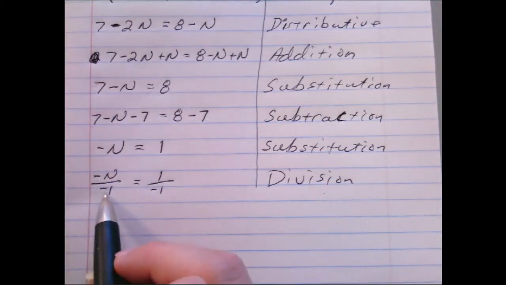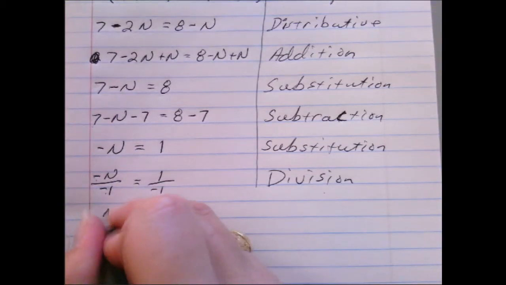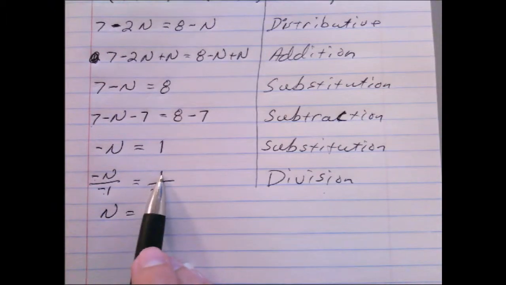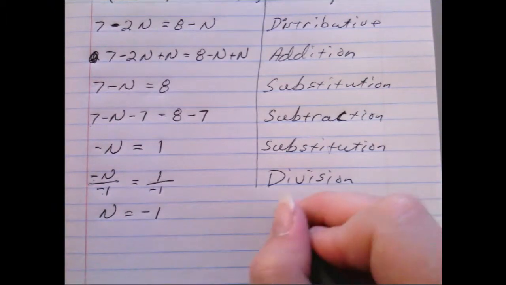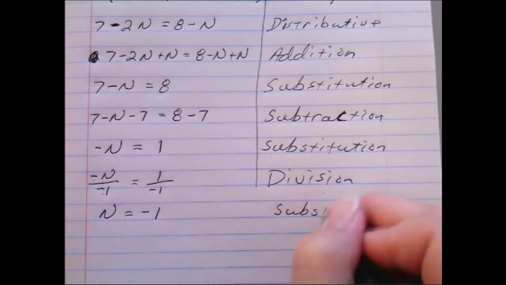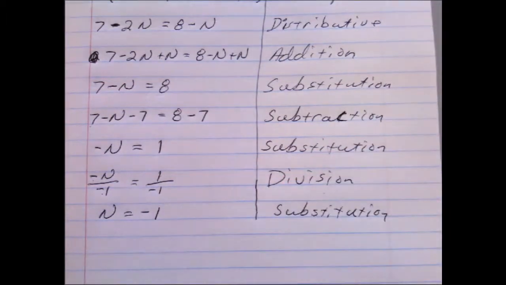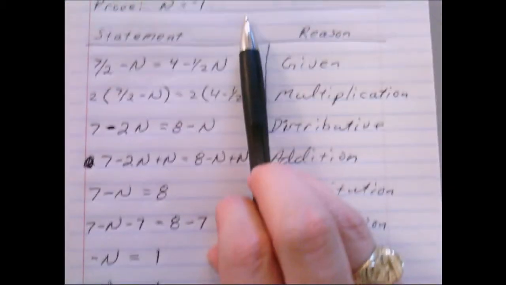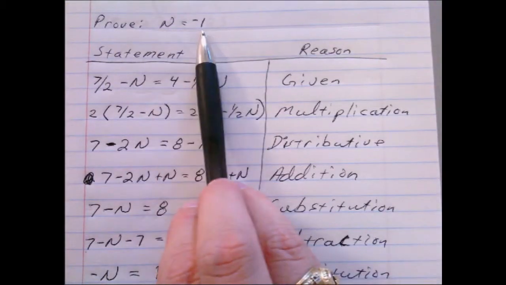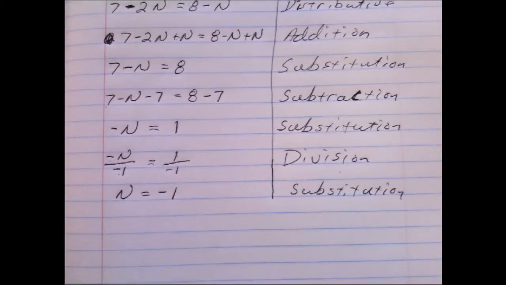So a negative divided by a negative is a positive, so I'm left with n equals 1 divided by a negative 1, which is a negative 1. So this is substitution. So now I have n equals a negative 1, and that is what I wanted from up at the top. n equals a negative 1. So I have proved what they asked me to prove, and I am done.